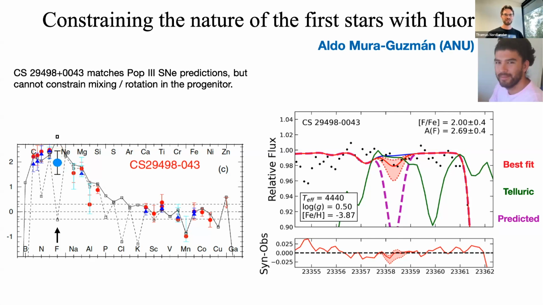It's somewhere in between, showing that the progenitor star is still a fair match to the models, but it's neither not rotating, nor rotating. It's somewhere in between. So this is a way of pinning down the properties of the first stars in a particular rotation, which is very difficult.